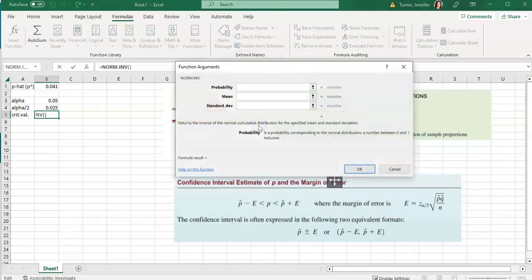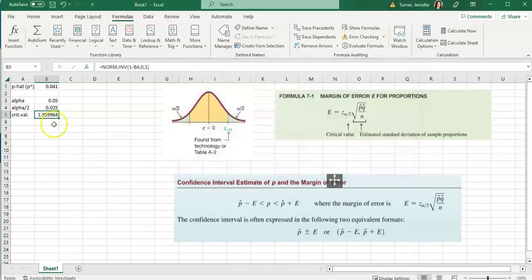Click on that. So the probability we want here, you can put in as 1 minus the alpha over 2 value. You can just click right on that value and it'll pull the number in. It has to be 1 minus that value. The mean is going to be 0 because we're talking about z-scores here, and the standard deviation is 1, again because we're talking about z-scores. So we're going to click OK. So now we have our critical value right here.